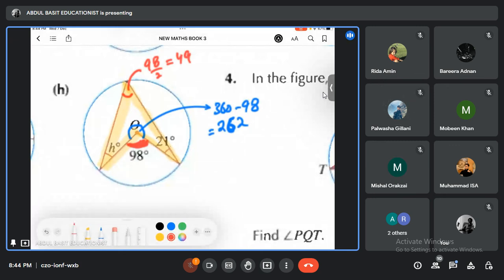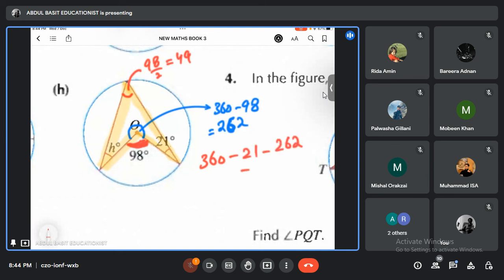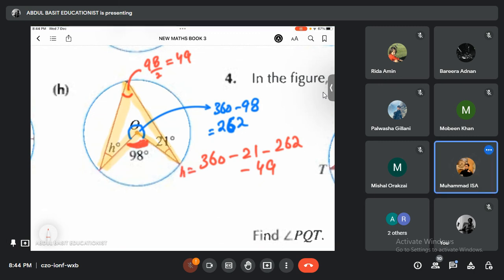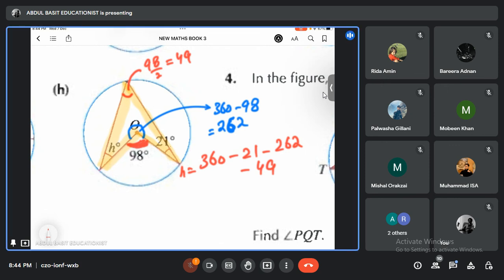Okay, so 360 minus 21 minus 262 minus 49 is the missing angle H. So please add everything. 192. 360 minus 21 minus 262, you are getting quite a big answer. 360 minus 21 minus 262 minus 49. So the answer is 28. The value of H is coming as 28.